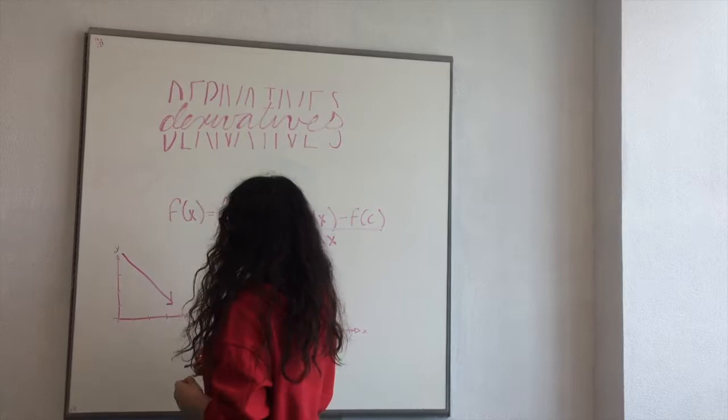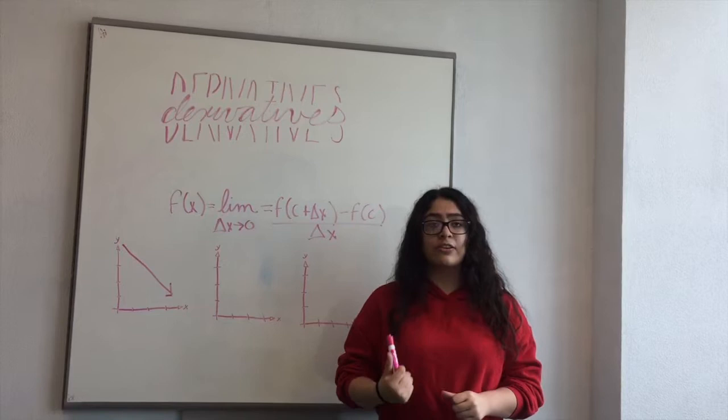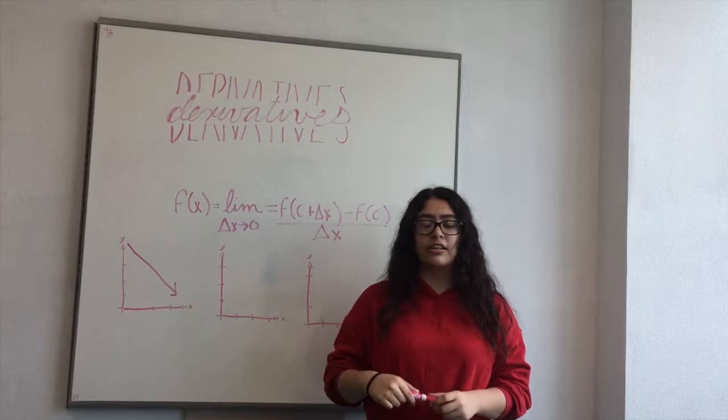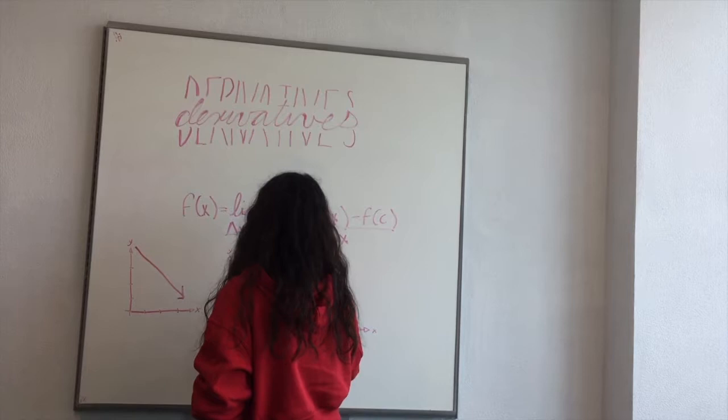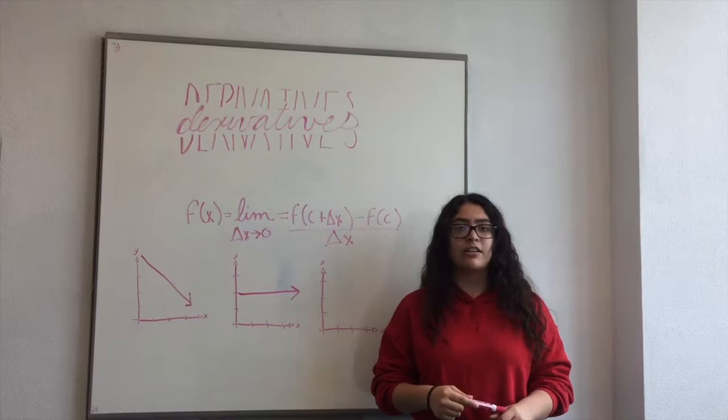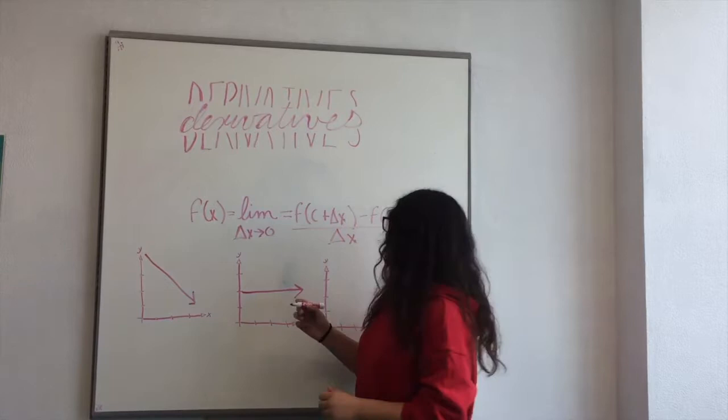The second type of rate of change is zero, and it's when the value of x increases and the value of y remains constant. That is, there is no change in y value and the graph remains horizontal. Like this. The third type of rate of change is positive, and it's when the value of x and y increases. Therefore, the graph slants upward. Like this.